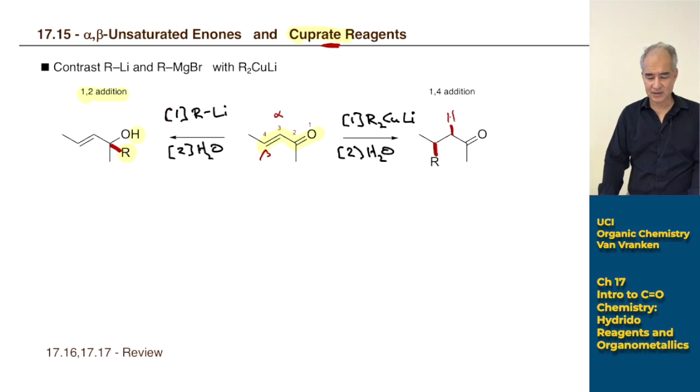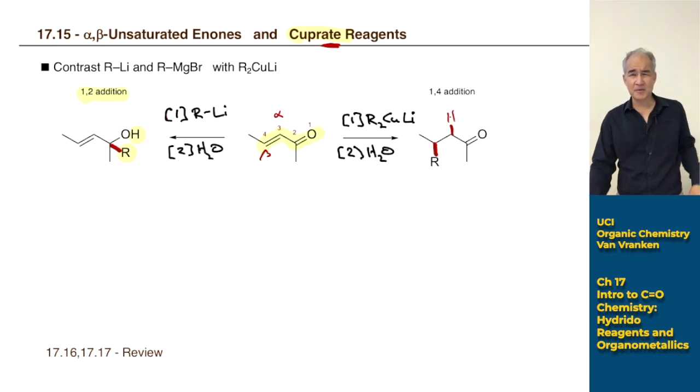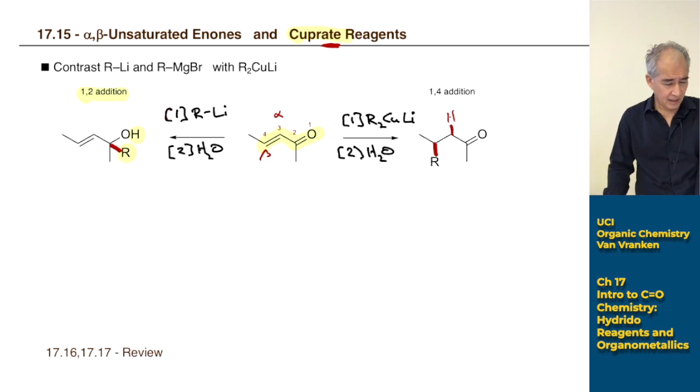So let's take a look at this. It's quite valuable to put substituents at this 4 position of an enone. There's plenty of drug molecules that are made using this type of chemistry. Let's go ahead and talk about the mechanism for this reaction. What's going on mechanistically when you use cuprate reagents?